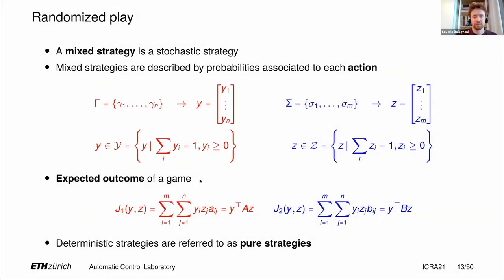Same for player two. Now, with this in hand, what you can do is to define the expected outcome of a game, and the expected outcome is simply the weighted sum of the possible outcomes. Deterministic strategies are just a special case of this one, and we call them pure strategies if you want. And notice the definition: a strategy is either pure or mixed. The actions are the n possible actions.